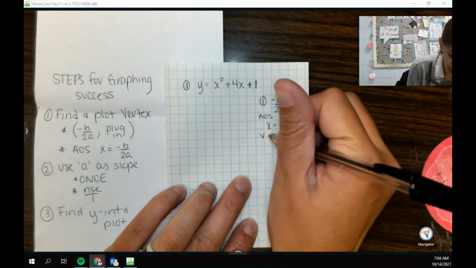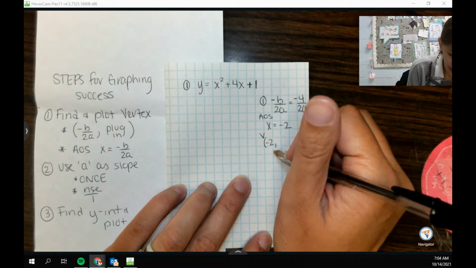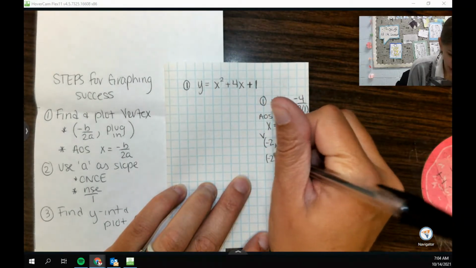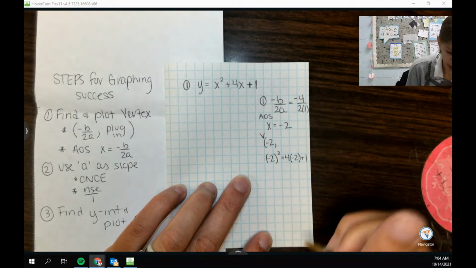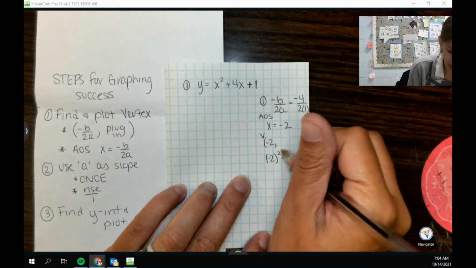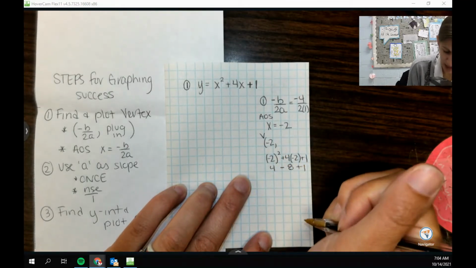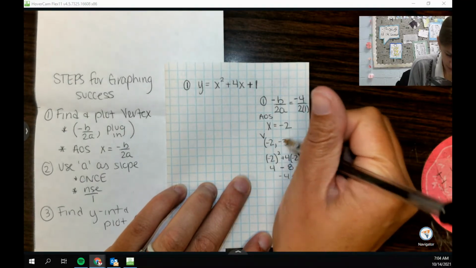Then to find the vertex, we're going to take that negative 2 and then plug it in. So when I plug it in for x, we'll have negative 2 squared plus 4 times negative 2 plus 1. So negative 2 squared is 4 minus 8 plus 1 is going to be negative 3.